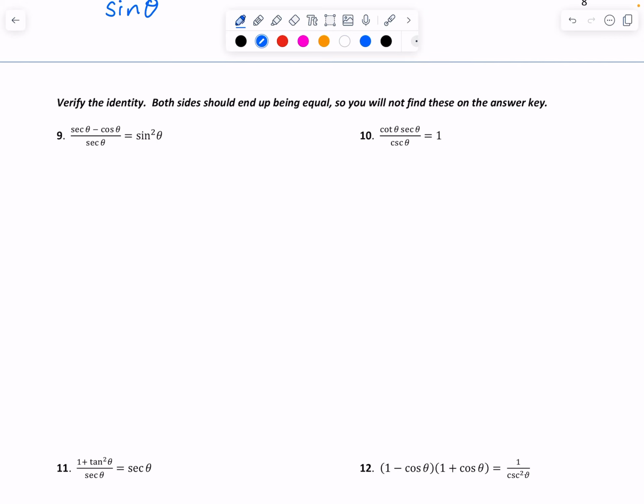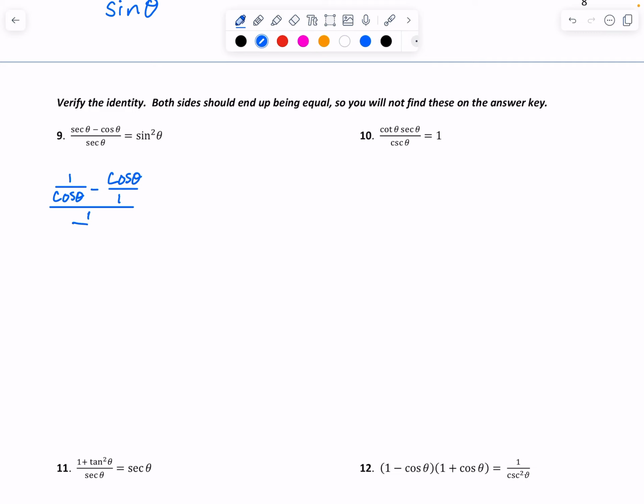All right, we're going to make these a little more complicated. Check out number 9. So what I'm going to do right now, because I see that minus, I can't treat this like the other things we've done where we can multiply by things yet, but maybe I see a secant, cosine, maybe I can change them. Okay, so secant on top is going to be 1 over cosine theta minus, I'm going to go ahead and put cosine theta over 1.